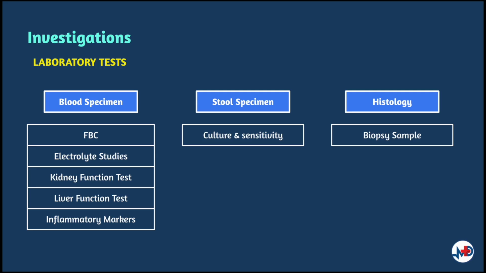And as far as histology is concerned, biopsy sample that demonstrates marked lymphocytic infiltration of the intestinal mucosa and architectural distortion of the crypts. Biopsies of the mucosa are taken during endoscopy to confirm the diagnosis of ulcerative colitis and to differentiate it from Crohn's disease, which is managed differently clinically.